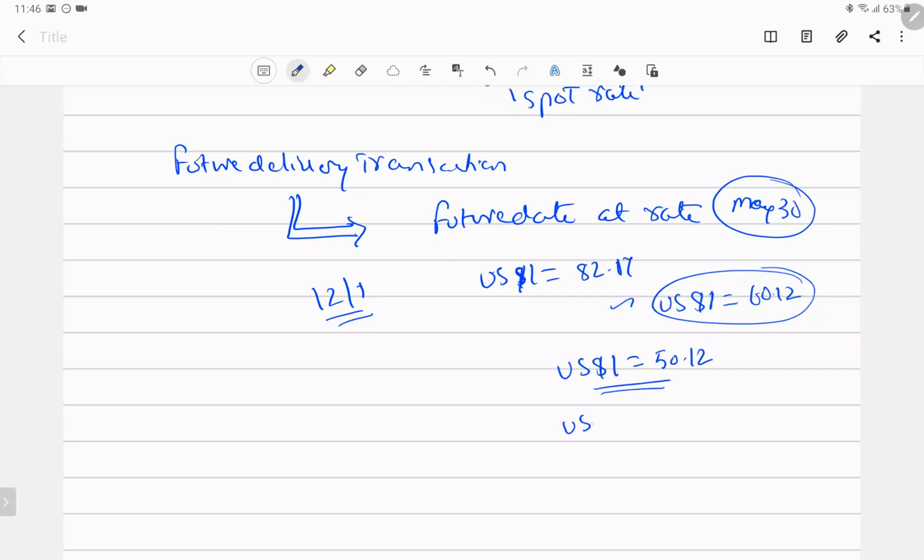Suppose at that time US $1 is something around 1.70.12, you may exercise it or you may not exercise it. But as far as the forward contract is concerned, you are obligated to do that. So you will have the loser. So we see that when we deal with the derivatives. I'm not getting into that.